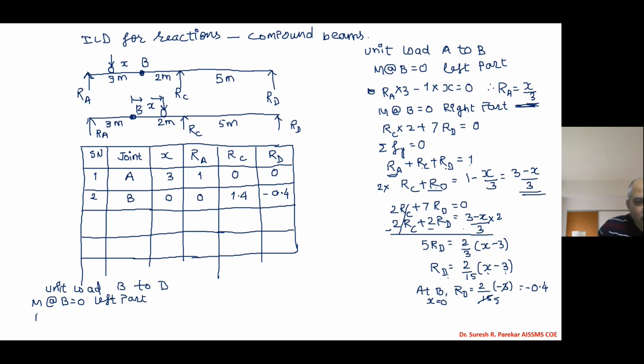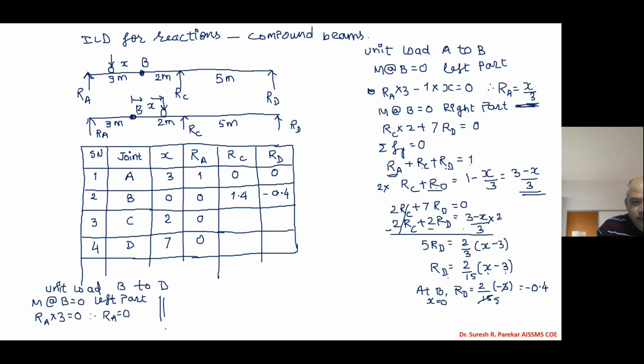Then we have RA into 3 equal to 0, and therefore we have RA equal to 0. So when the unit load is between B and D, it may be at C, it may be at D. X we have at C as 2 meters, and at D we have X as 7 meters. So RA we have 0.